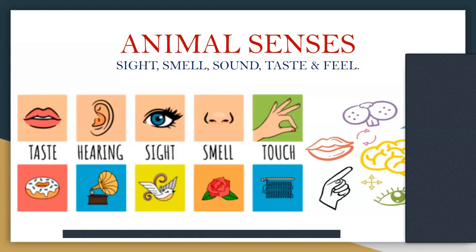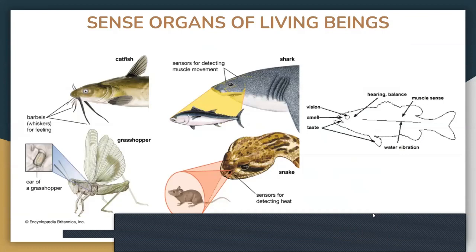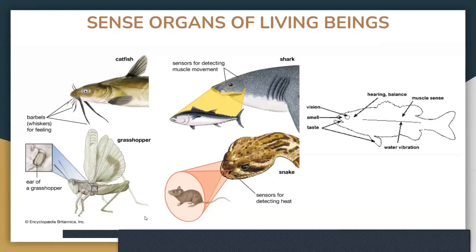Sense organs of living beings. See, the slide is self-explanatory. You can just go through it. This whisker is for feeling, okay. And this is detecting the movement.